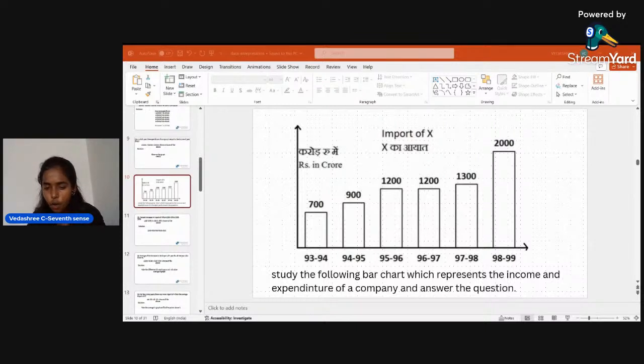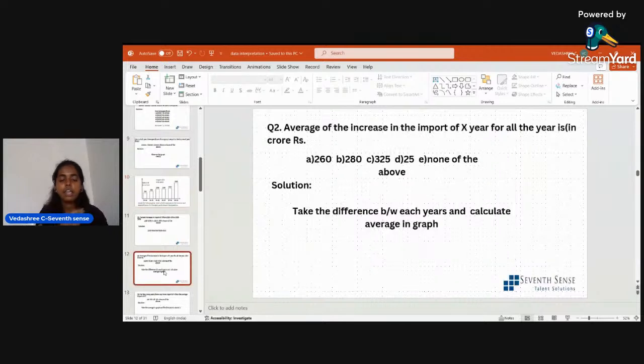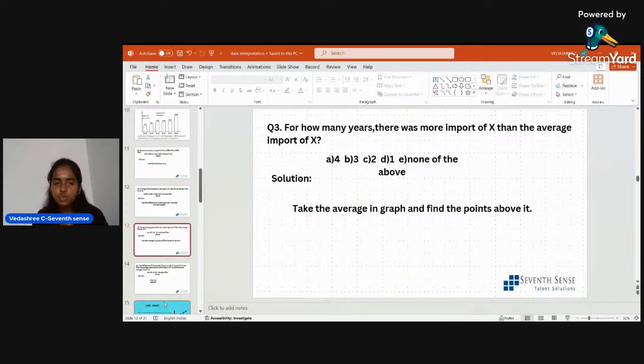Okay, we'll check out the options now. The answer is 260, that is option A. Understood? That is how to calculate the average of increase in import of X. There it is asked as increase. Increase is nothing but profit, right? So average of all profits. Okay, we'll move on to the next question.